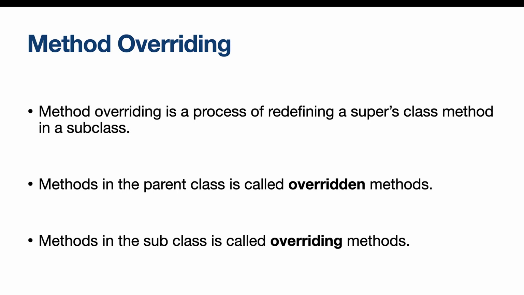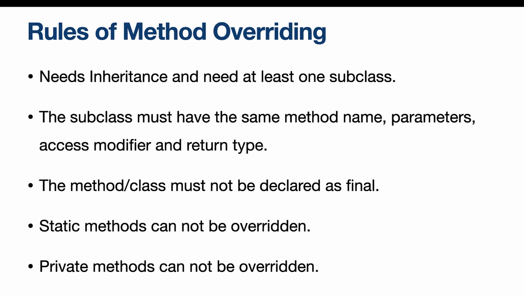Method overriding is the process of redefining a superclass method in a subclass, which is what we have seen. Methods in the parent class are called overridden methods, so when you override a method present in the superclass, that's the overridden method. Methods in the subclass are called overriding methods. These are the rules of method overriding.